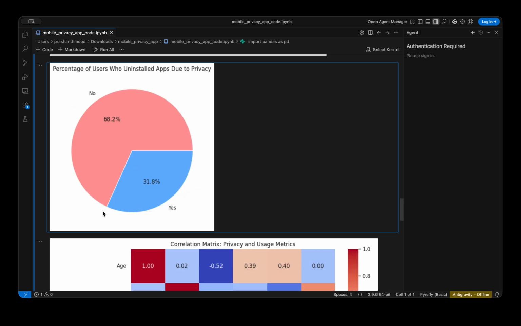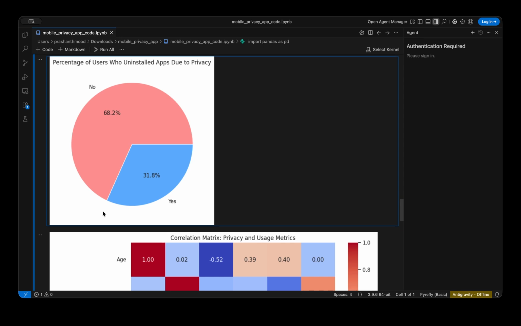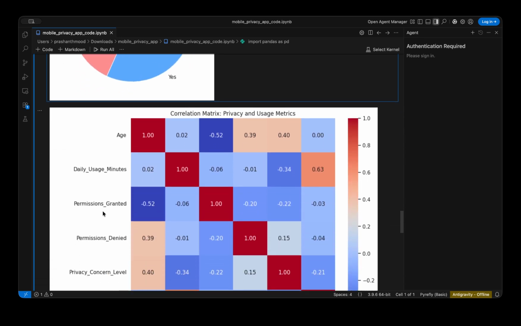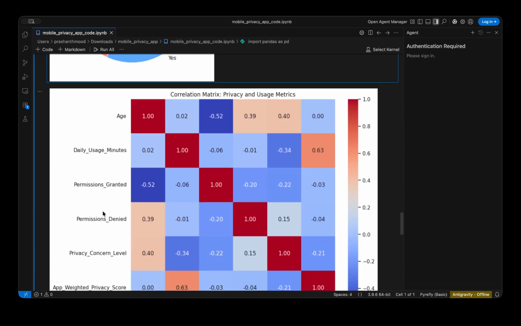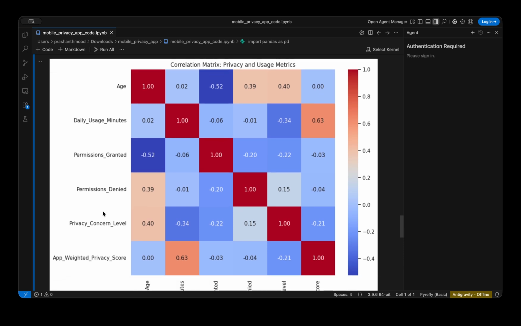The chart also breaks this down by gender, and the pattern holds across both. Most users, regardless of gender, skip the privacy policy entirely. This is a real world problem. Apps bury important data sharing terms deep inside long legal documents, and most users just tap agree without reading. This visualization is one of the most important in the project. It shows awareness and behavior are disconnected.